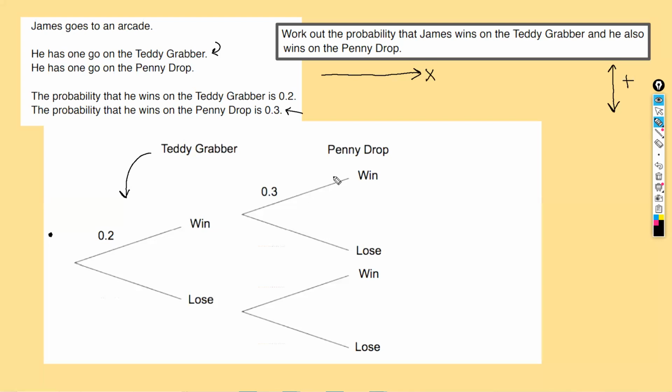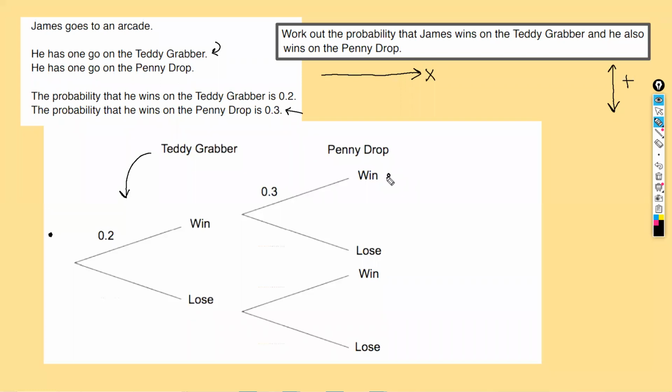You can either win the penny drop or lose the penny drop. Or when you started, you could lose the teddy grabber game, and after losing it, you could either win or lose. So how many different scenarios does it have? It has 4 different scenarios that can happen.